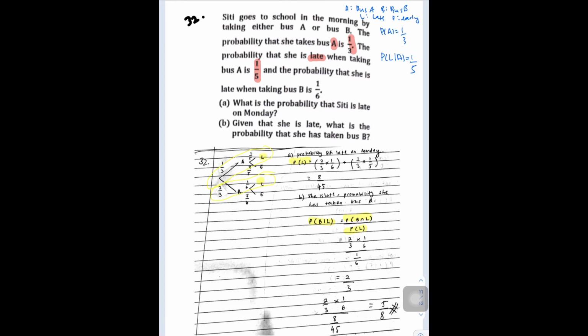Let's write the notation there, and let's proceed. The probability that she is late when taking bus B is 1 over 6. So the question said, find the probability that Siti is late on Monday. Okay, so we want the probability that she is late on a certain day, on Monday. So let's draw this tree diagram first. So the probability of A and B is here. So taking bus A is 1 over 3.